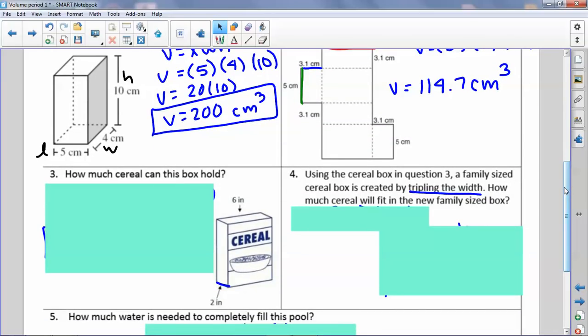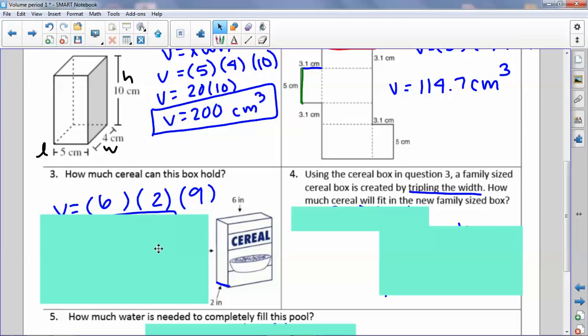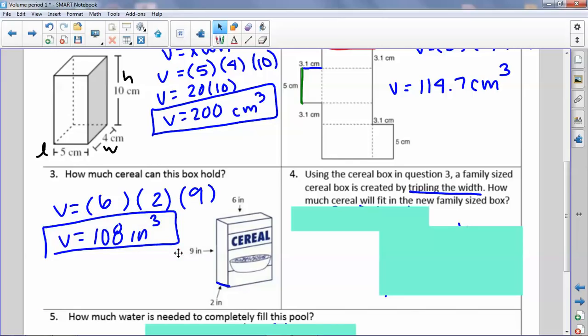So here we're trying to figure out how much cereal this box can hold. So how much cereal we can fill the box with. So that's going to be a volume. So here we know that we have 6, 2, and 9. So the first thing we're going to do is find the volume. So I have 6 by 2 by 9. Multiply those three numbers together and you get an answer of 108 inches cubed. Remembering to cube our units here.